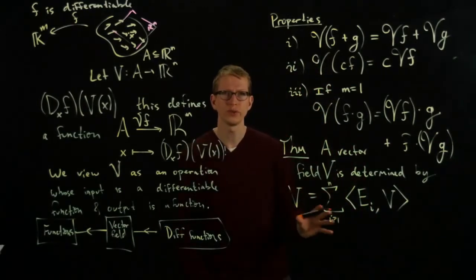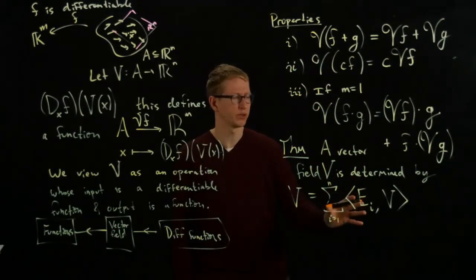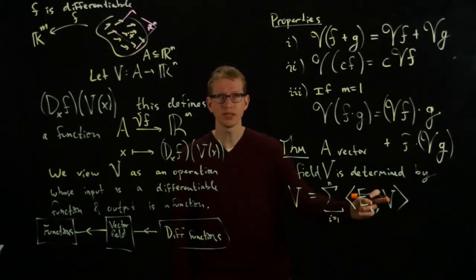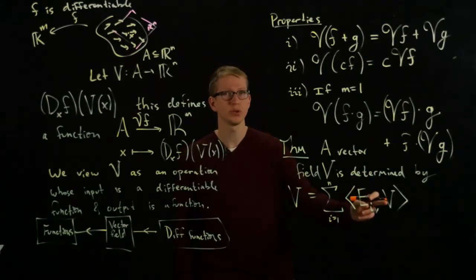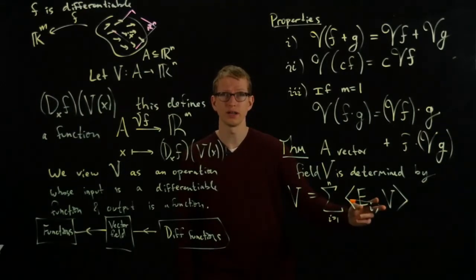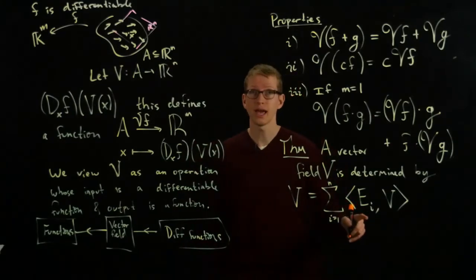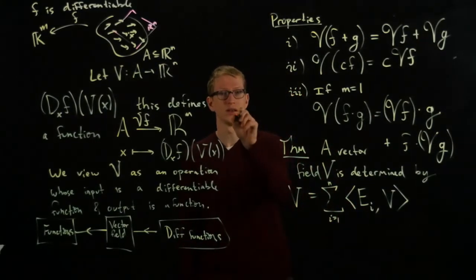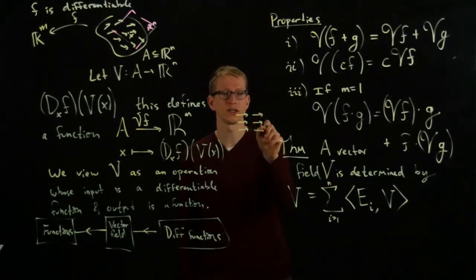So what do I exactly mean by this expression, you might wonder? The input here is not a vector. The input here is an entire function. So what do I mean by taking the inner product of these two vector fields? So here, capital E_i represents the standard unit vector field in the ith direction at every single point, something like this.